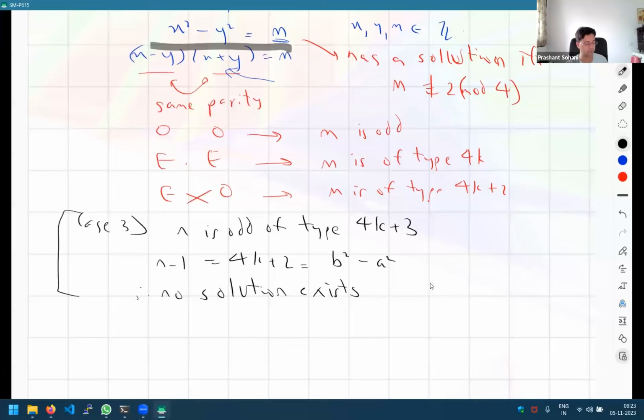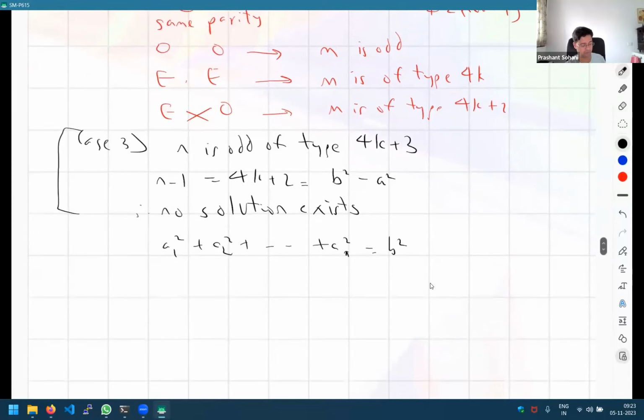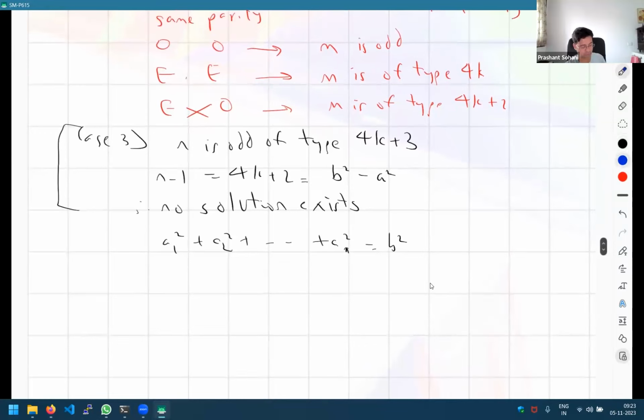So only in case 3, we will not find a solution where all of them are 1. Okay. So what is the implication of this? If you go back to the original equation, a1 square plus a2 square plus an square is equal to b square. What we are saying is that if I set all of them to 1, except the first term, then this will give me a valid solution only if n is not 3 mod 4.